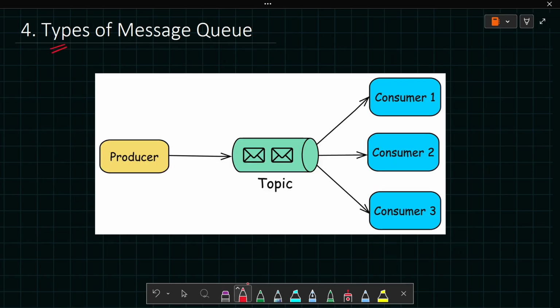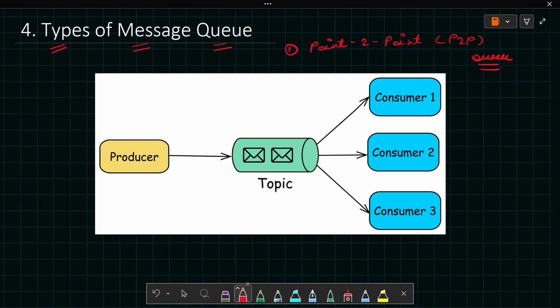Now let's discuss the types of message queue. What are the types of message queue? The first is the point to point queue. We call it a P2P queue. So what is a point to point queue? In this model, the messages are sent from one producer to one consumer.